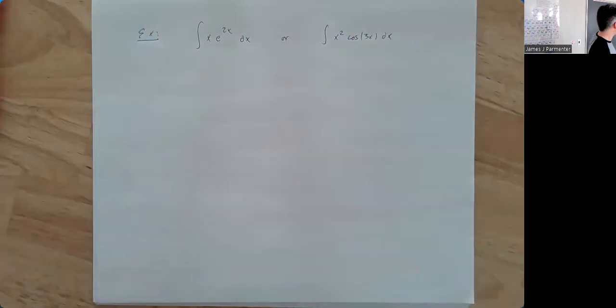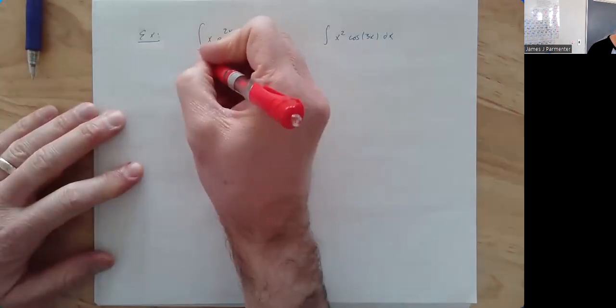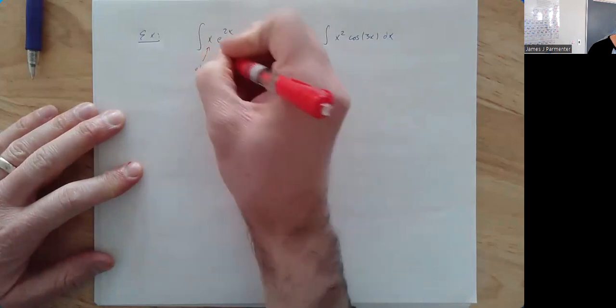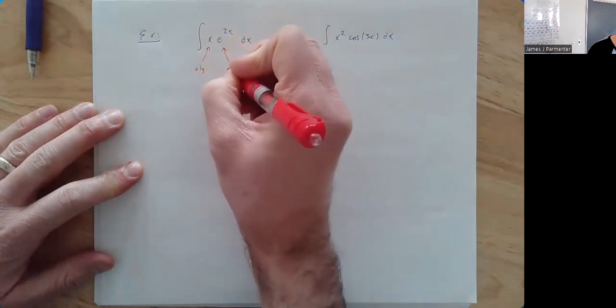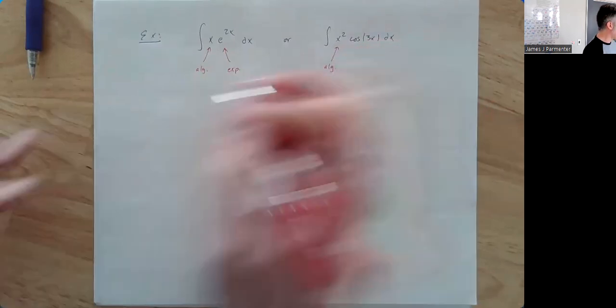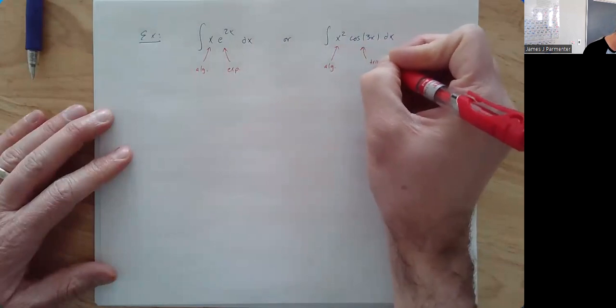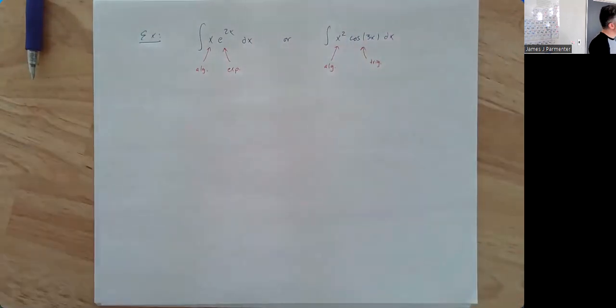These are both problems that would be doable using integration by parts. I'll just point out right here, I see an algebraic term times an exponential term. Here I see an algebraic term, or what I like to call any power of your variable, times a trigonometric term. Those are mixtures.